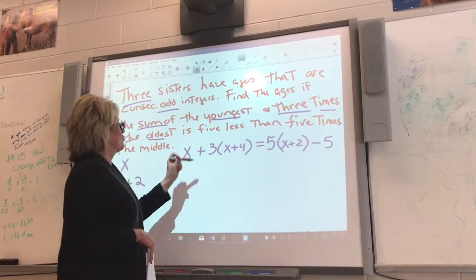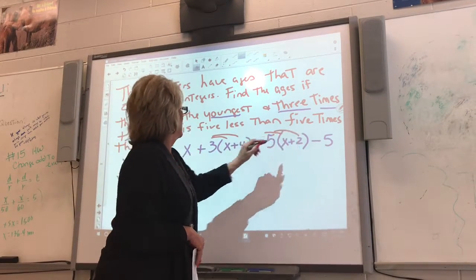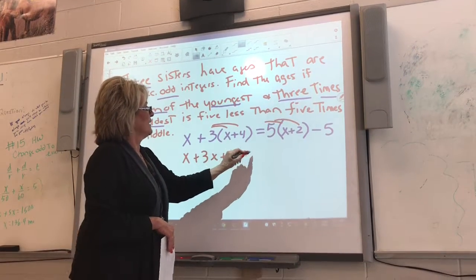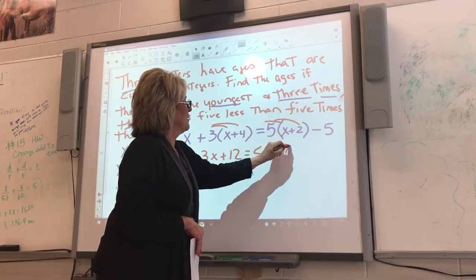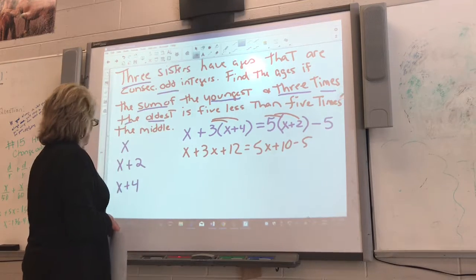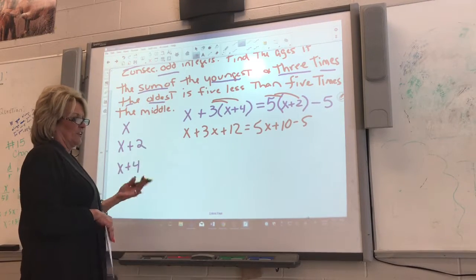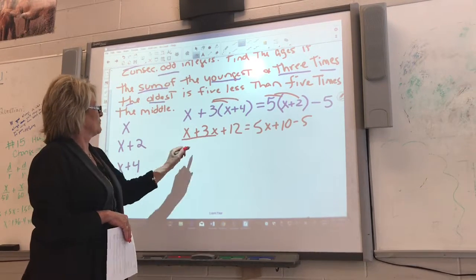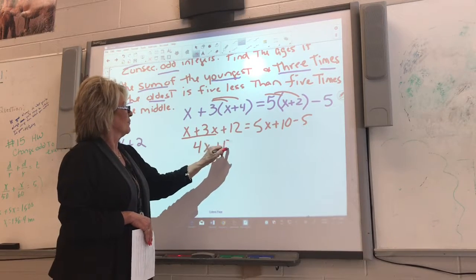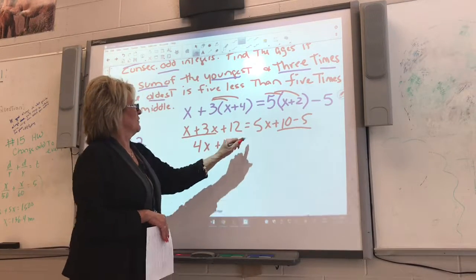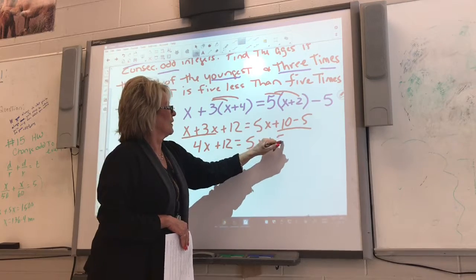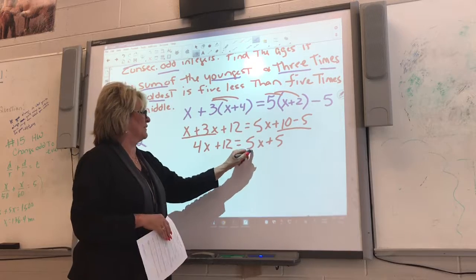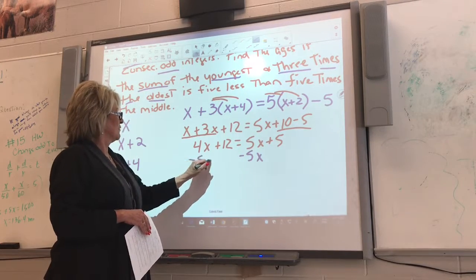Now I'm going to solve it by distributing. Giving me X plus 3X plus 12 equals 5X plus 10 minus 5. And according to the steps that I gave you, you distribute, then you clear fractions. We don't have any fractions. Now I'm going to combine like terms. These are like terms. These are like terms. Now I'm going to get all my variables to one side. I like to move mine to the left. You may do it opposite. That's fine. It's not going to make a difference.